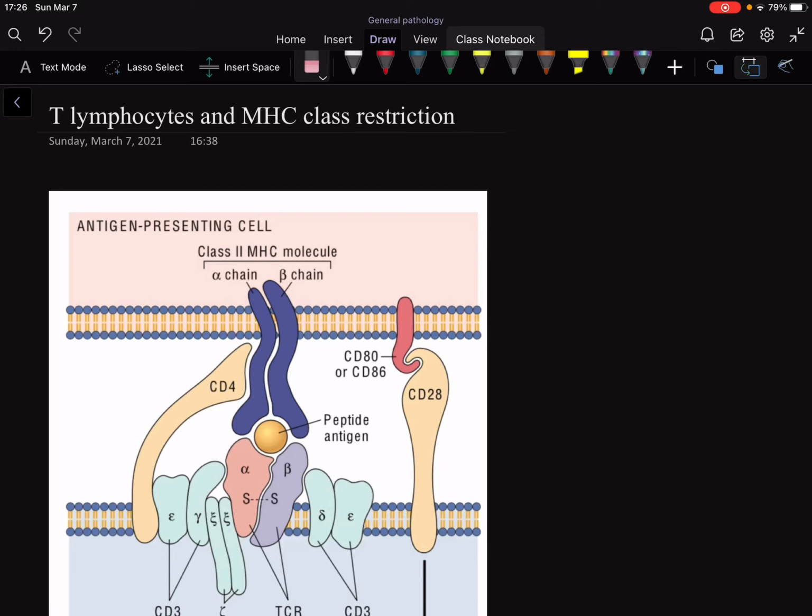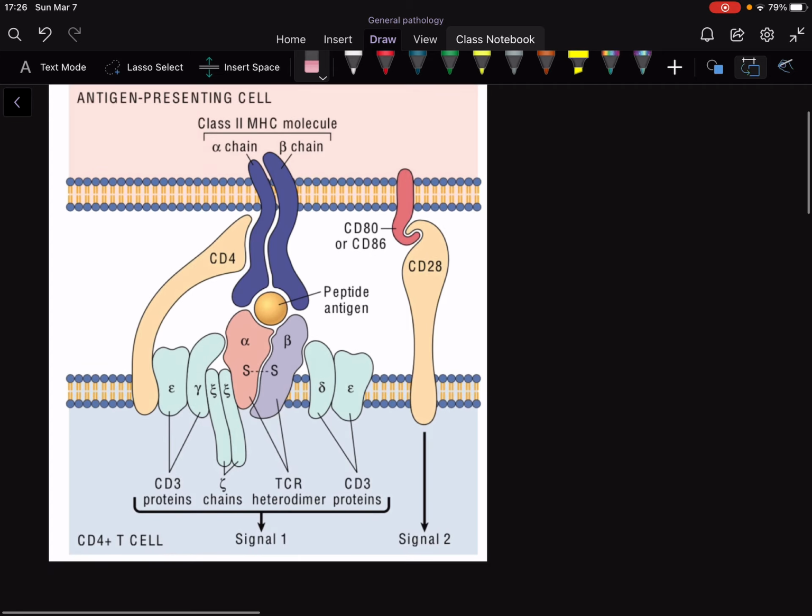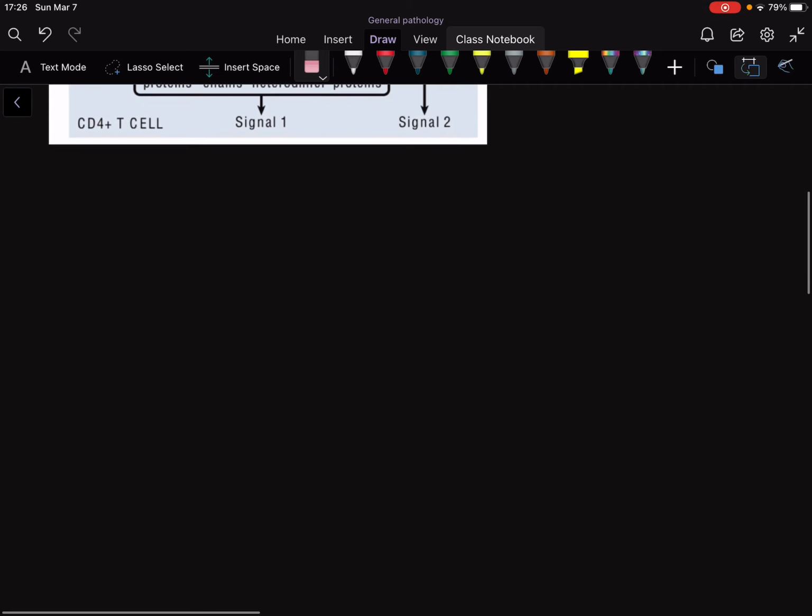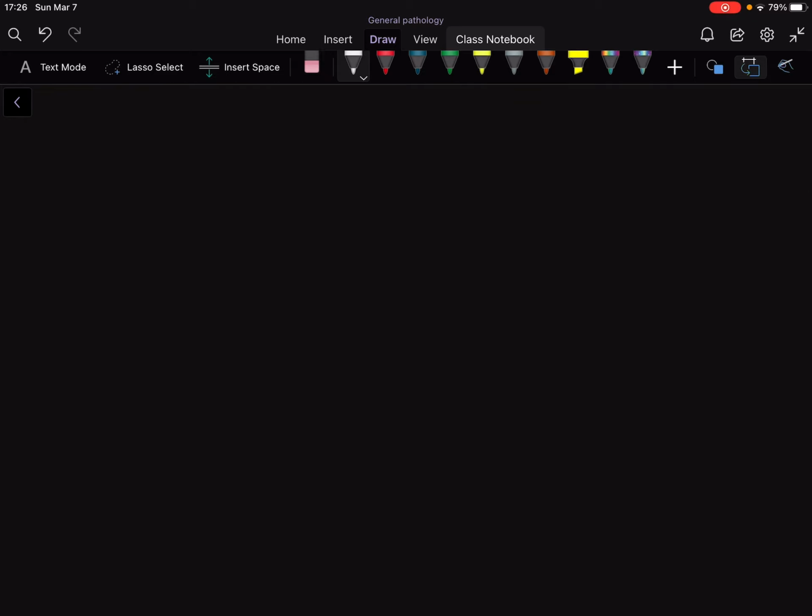Science. In this video I'll be talking about T lymphocytes and MHC class restriction. This is my part 4 video regarding the innate versus adaptive immunity, and these T lymphocytes come under adaptive immunity. So before going deep into the subject, I will just give a brief explanation. First we have to understand the concept of MHC restriction. This is very important because it has been asked in exams many times, so you have to understand this concept.